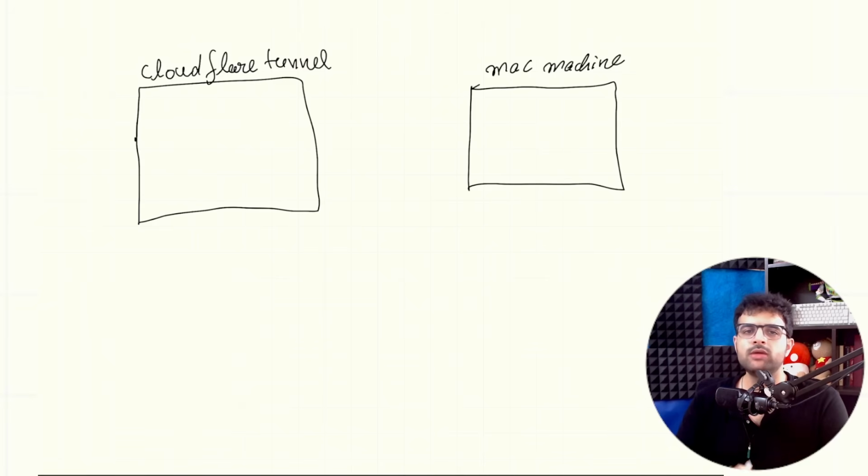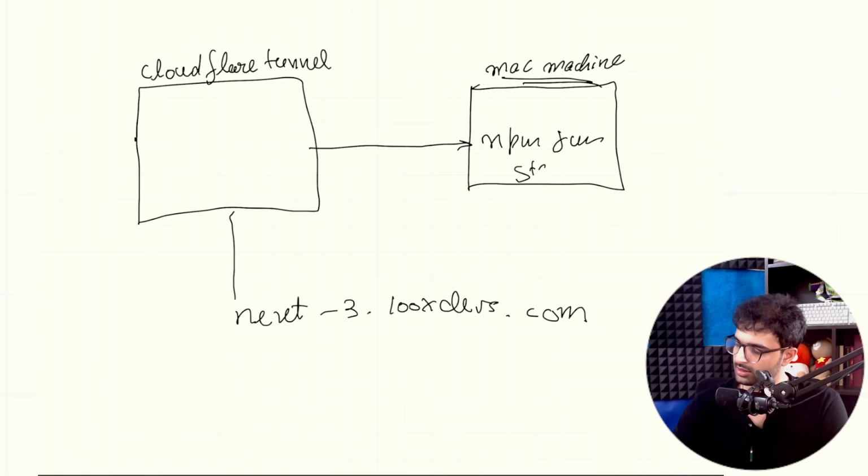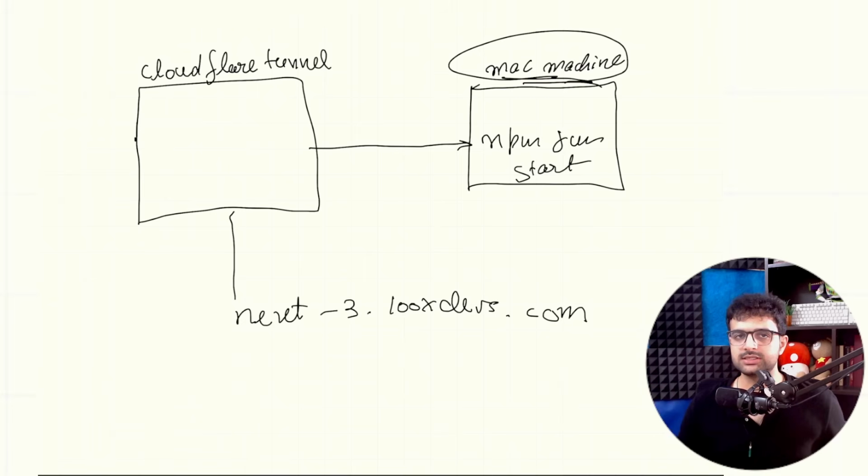All right, what if you want to get adventurous? If you want to expose your local Mac machine on the internet. I repeat, you want to make sure if someone comes to next-3.100xdevs.com, this request gets routed to literally my local Mac machine over here. The NextJS server, npm run start, is running on my Mac machine, and it is the machine that is serving all the traffic.